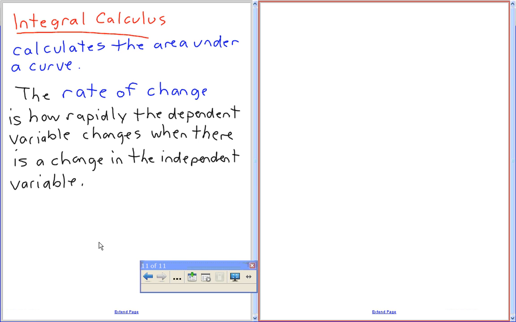Let's continue on here. Average rate of change versus instantaneous rate of change.